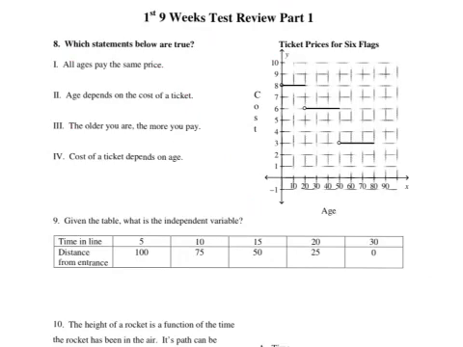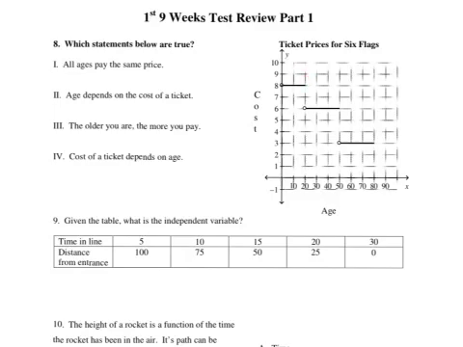Number 8 says, which statements below are true? We go ahead and look at the graph. The graph's talking about ticket prices for Six Flags. The y-axis is cost. Age is the x-axis. We can see that the age increases from 0 to 90 years old. The cost is between $0 and $10.